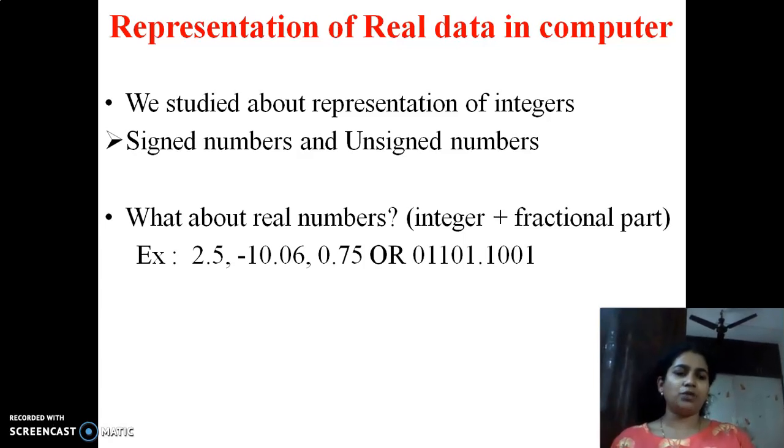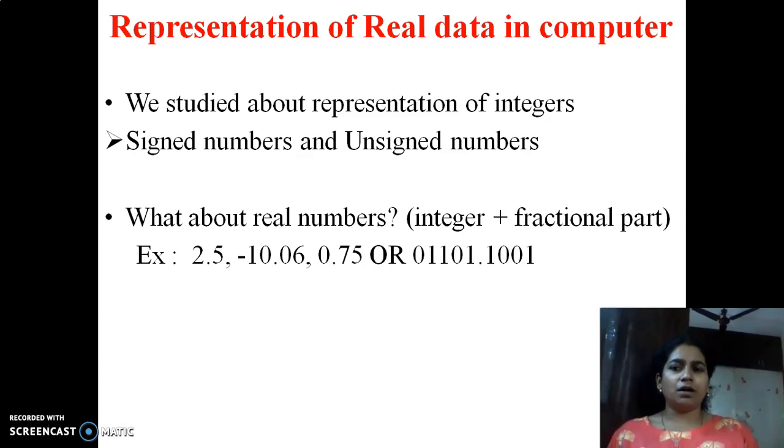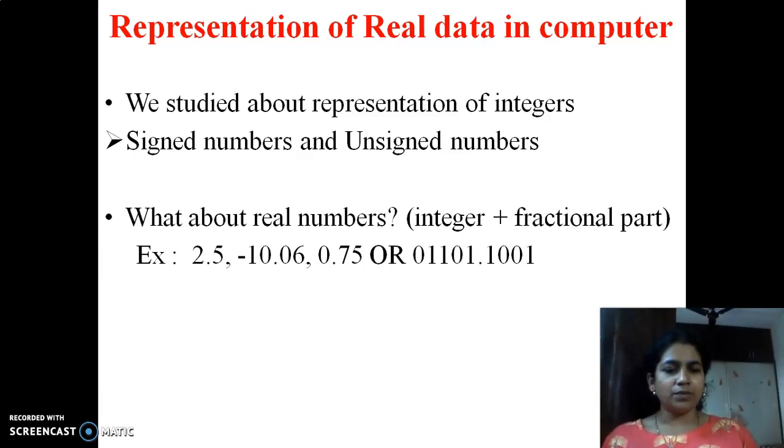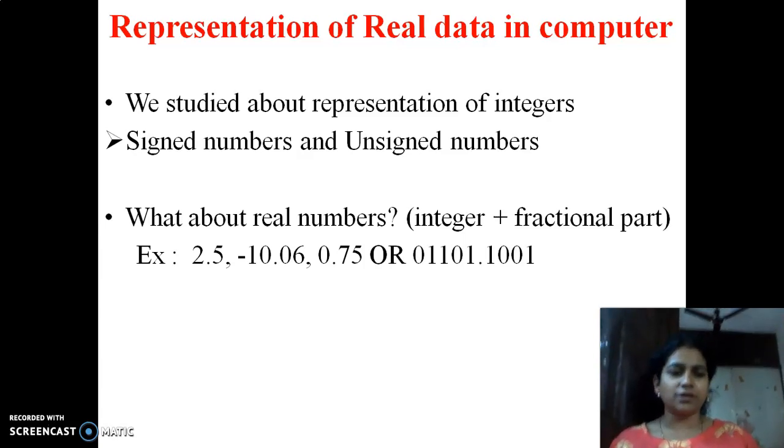But prior to that, I want to revise one thing. In the earlier session, we learnt about signed and unsigned numbers. Now what are unsigned numbers? Unsigned numbers are always positive numbers, and signed numbers are the numbers which are positive as well as negative. Now when I say negative numbers, the computer can store only information in the form of zeros and ones. So numbers can be represented in the form of zeros and ones, but this minus sign could not be represented.